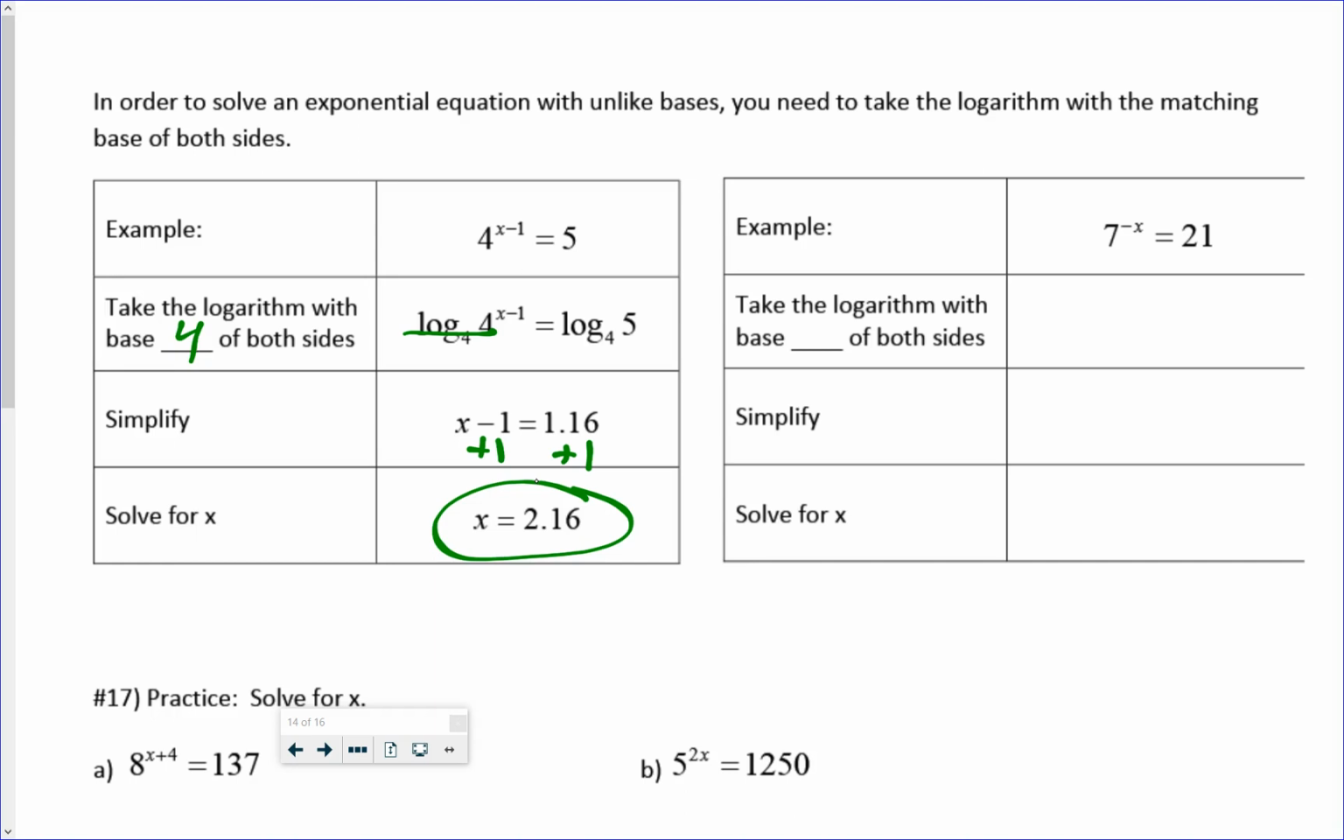I have an exponent of negative x: 7 to the negative x equals 21. What log am I going to bring? A log with a base of 7. So log 7 of 7 to the negative x equals log 7 of 21. Okay? This side cancels. We have just negative x left over. The other side is not 3. Lots of people will say that. It is not 3. 7 raised to what power is 21? That's what we're finding. So do log 21 divided by log 7. 1.56.